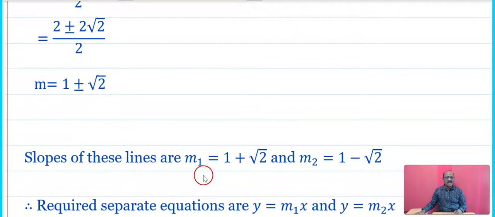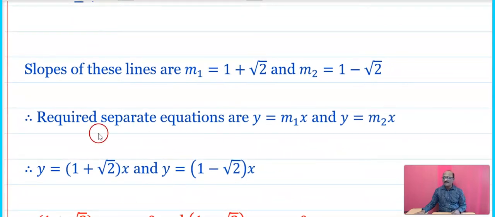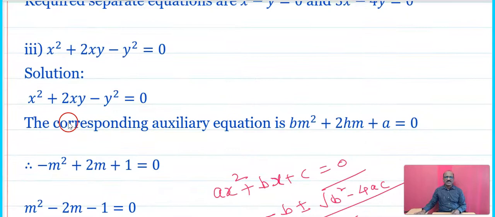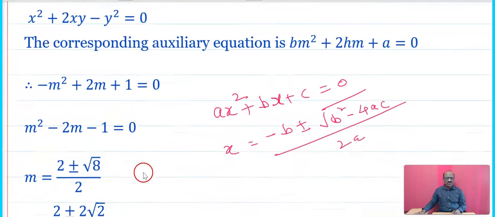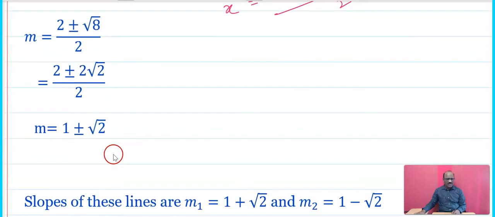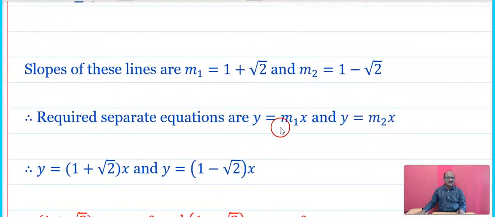Therefore, the slopes of these lines are m1 is equal to 1 plus root 2 and m2 is equal to 1 minus root 2. And therefore, the required separate equations are y is equal to m1x and y is equal to m2x. Substituting the value of m, y is equal to (1 plus root 2) into x, and y is equal to (1 minus root 2) into x. We follow this step when we cannot factorize. At that time, convert this into an auxiliary equation, find the value of m, and the equations of the separate lines are in this form because the given lines pass through the origin.